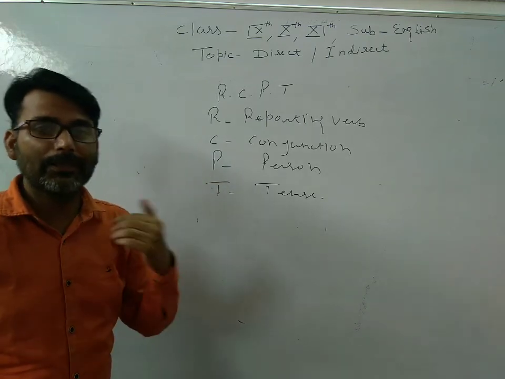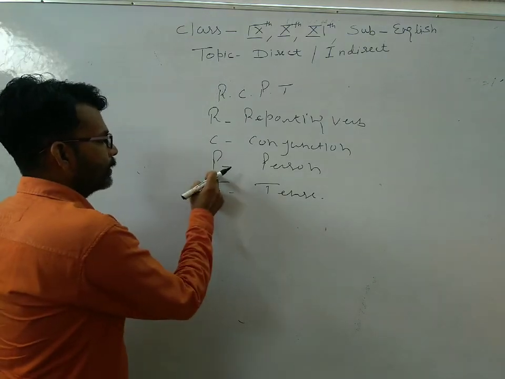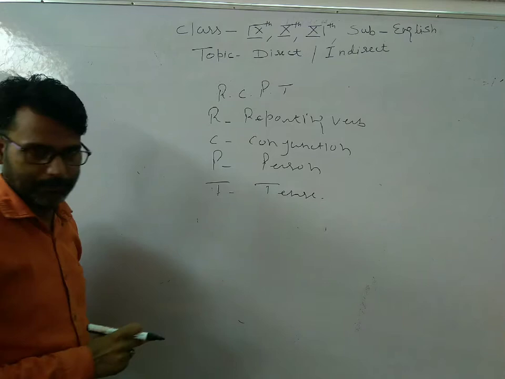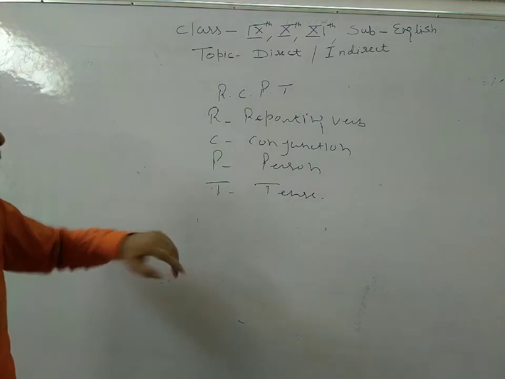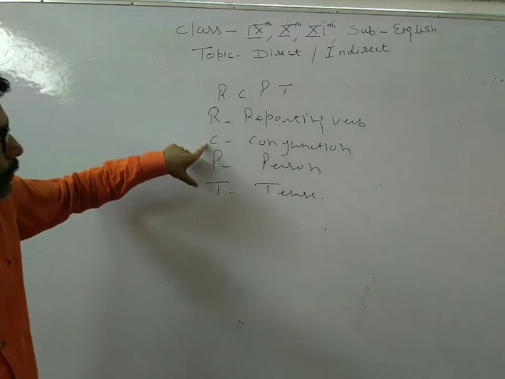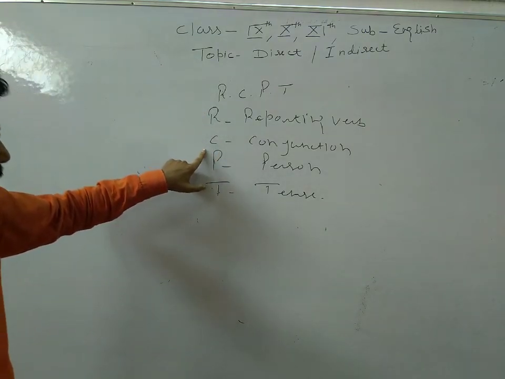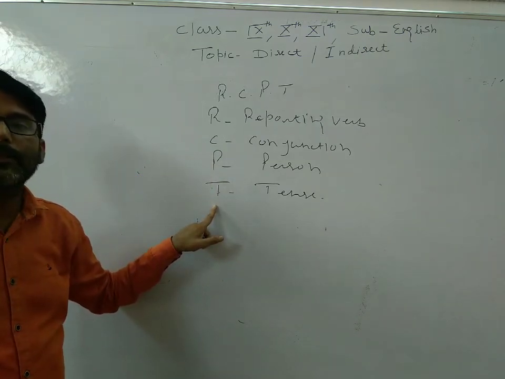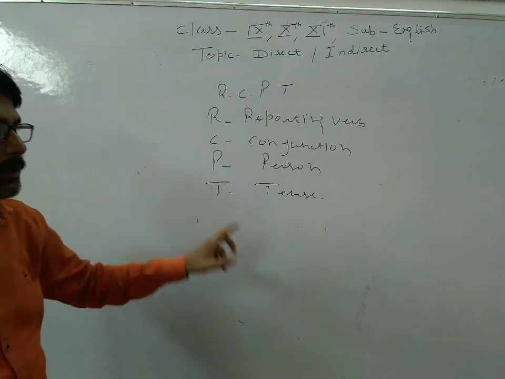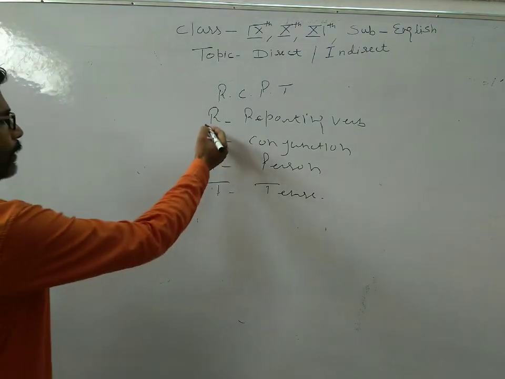What we do when we commit mistakes, we change the tense before the person. हम क्या करते हैं कि एक बार person को tense से पहले change करते हैं. So, according to this rule, first of all you have to change the reporting verb, then the conjunction, then the person, then the tenses. And in the same way, we will discuss our rules. First is reporting verb.